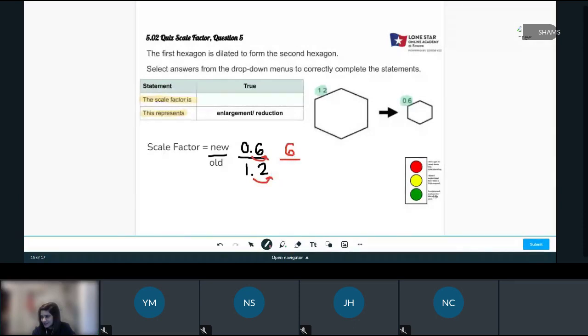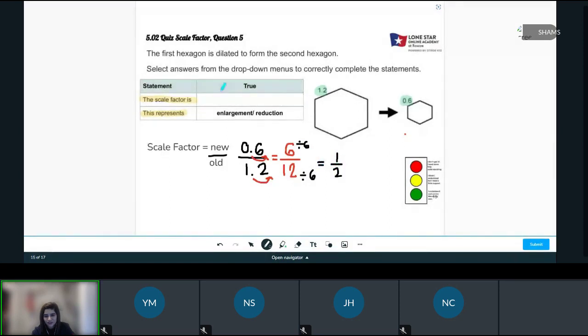Absolutely, Deja. Then multiplying by 10, 1.2 becomes 12. And then you can reduce. You can reduce by 6. There you go, Nina. You are absolutely right. Reduce by 6. And you will get half. Scale factor is going to be half.